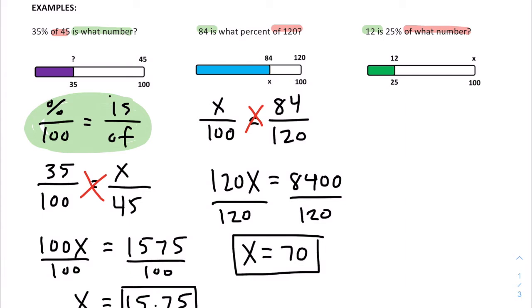And we can look at the graphic and see, well, yeah, 12 is the part. X represents the what number or the whole, right? So we can then set up our proportion. Well, we have the 25%, so we know that always goes with the 100. So we have 25 over 100 equals the is over the of. So we got to go back to that first one and look at that green highlighted thing, is over of, right? So 12 over what number?